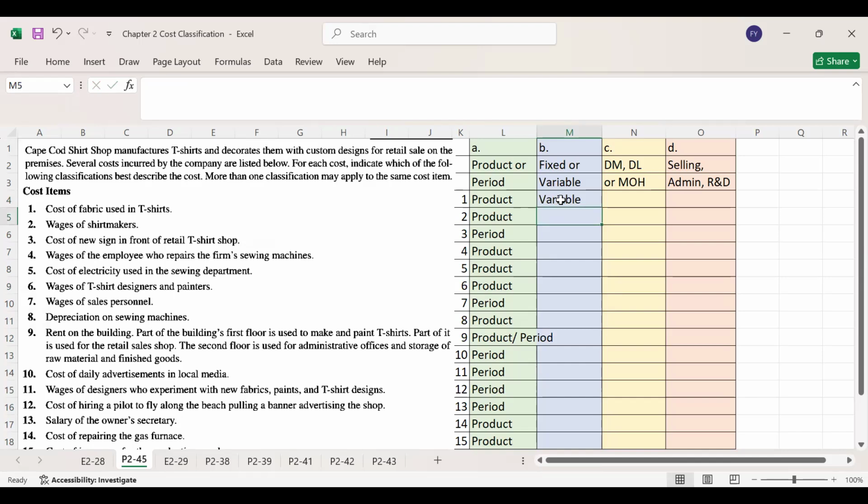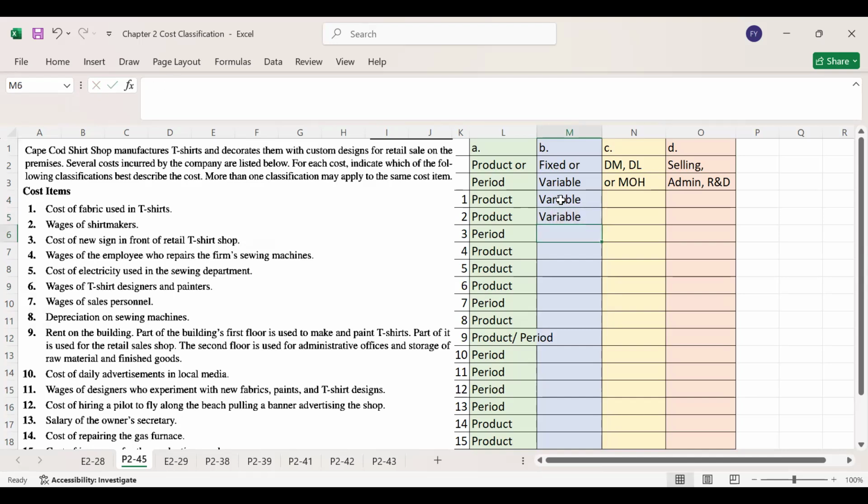Wages of the shirt maker, obviously shirt makers are again a direct cost, because if more t-shirts are required, more workers are required, and so more wages will be given. So this is a variable cost.